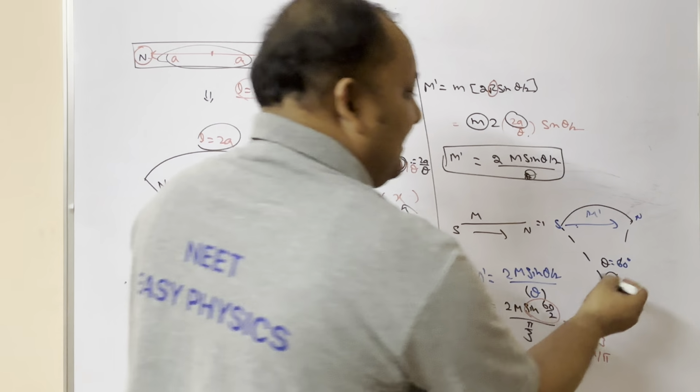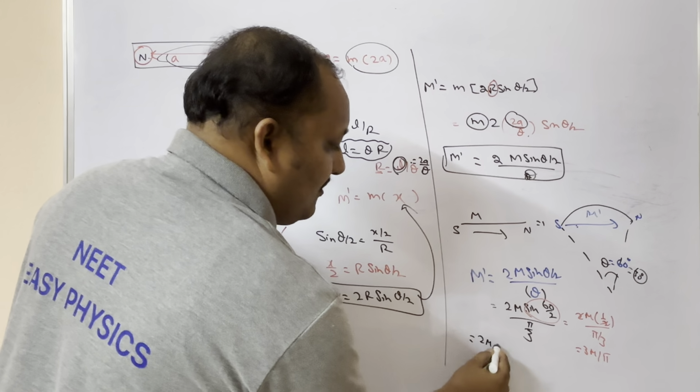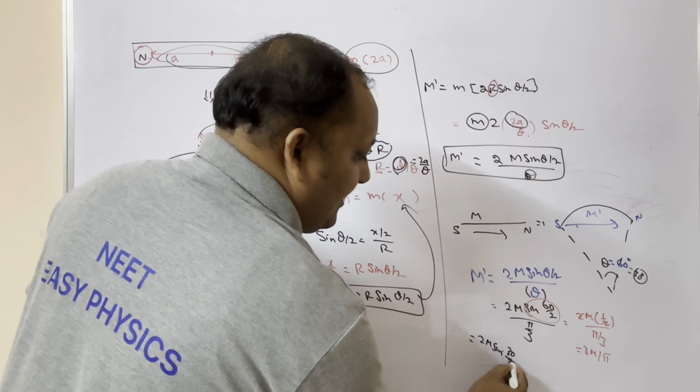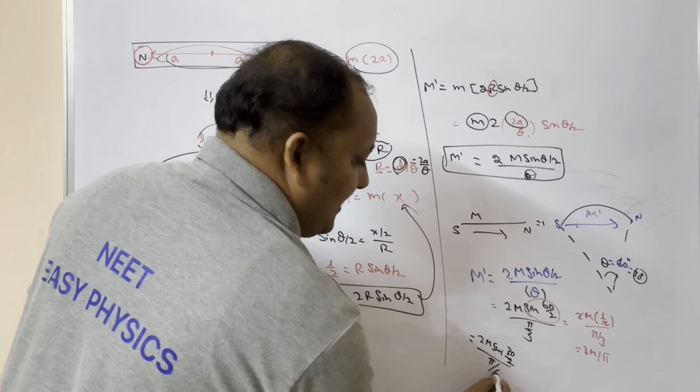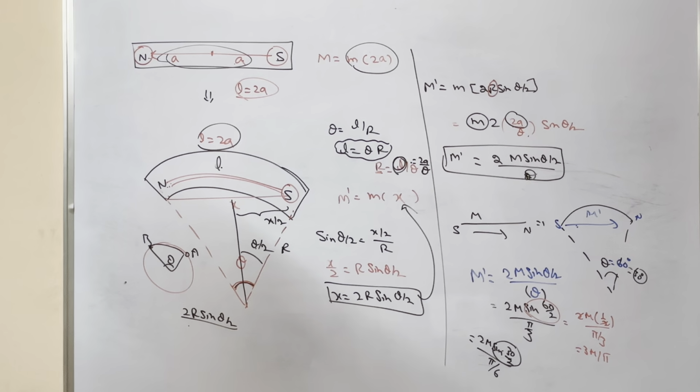If they have given 30 degrees, how to solve that? 30 is nothing but 2M sin 30 by 2 by pi by 6. Now sin 15 degrees we have tried. That one we discussed in our basics: sin 15, cos 15, 75 and all this.